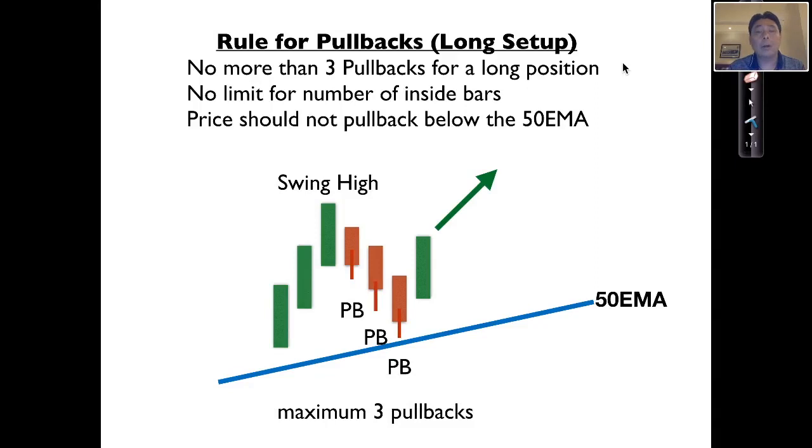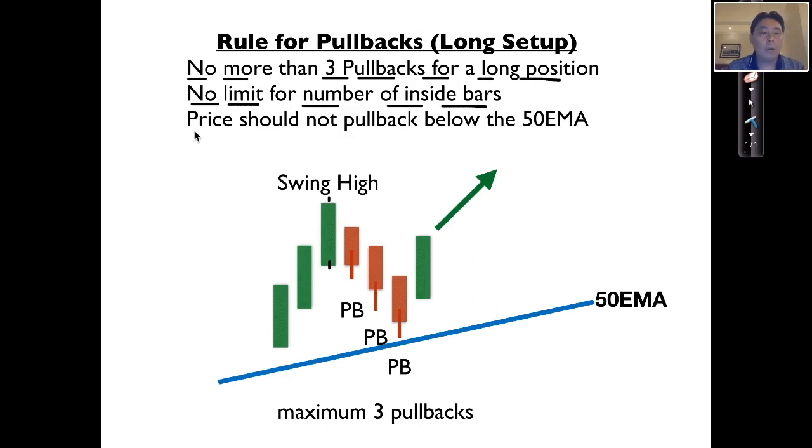Okay, so once again, here are the rules for pullbacks for long setups, right? We should see no more than 3 pullbacks for a long position. In other words, after the swing high appears, so this is a swing high, right? We should have no more than 3 pullbacks. Pullback 1, 2, 3. Any more than that, the trade is disqualified. We do not take the trade. Maximum 3 pullbacks. But there's no limit for the number of inside bars. So we could have many inside bars, that's fine, but maximum of 3 pullbacks.